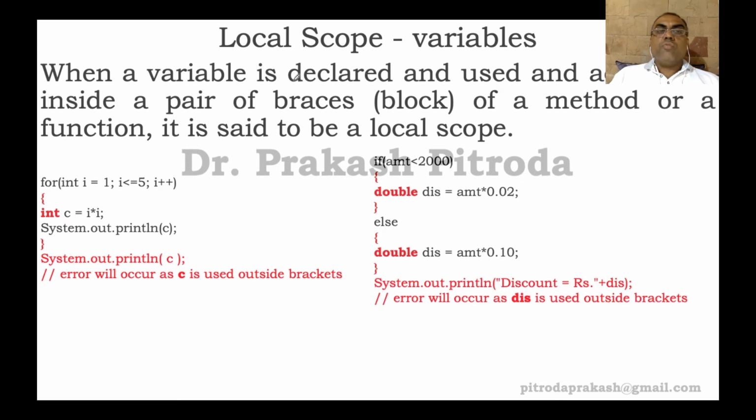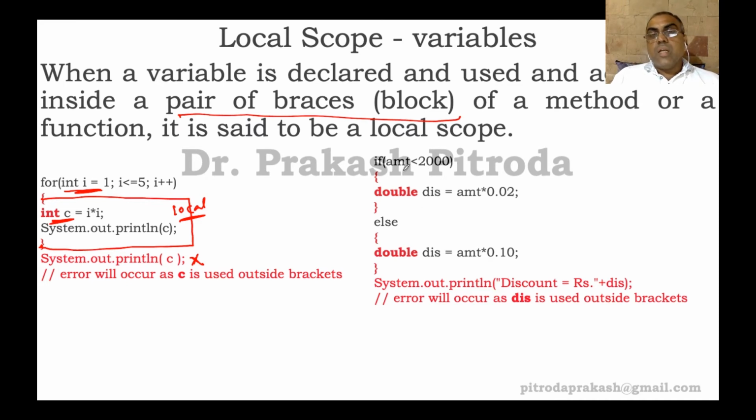In local scope, we say the variable is declared, used and accessible within the pair of braces which we call a block. In this case your block is from here to here. This is a boundary within which C is available because it's declared inside, and I is available because it is for this particular block only. So I and C are both available only for this block. They can't be used outside. This is not going to work because this is local, it is only for this particular block.